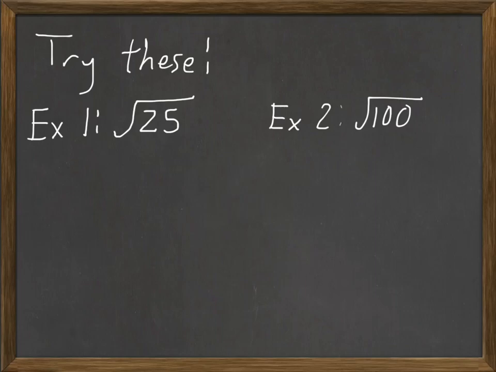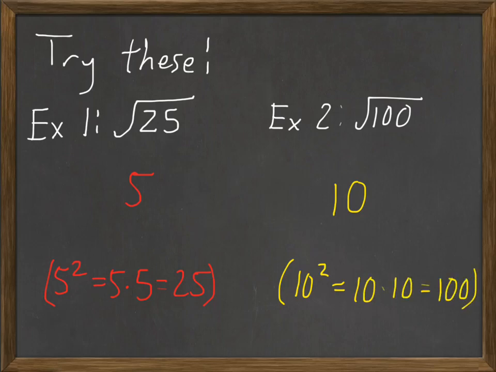So, let's try just a couple more examples. Can you figure these out before I tell you? In example 1, we're doing the square root of 25. This is asking what number multiplied by itself gives me 25. Well, that number would be 5 because 5 squared, or 5 times 5, is 25. In example 2, what number multiplied by itself gives me 100? Well, that number would be 10 because 10 squared is 100. Kind of see the pattern?